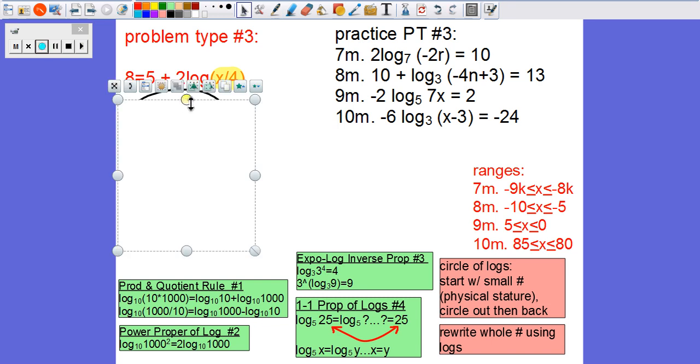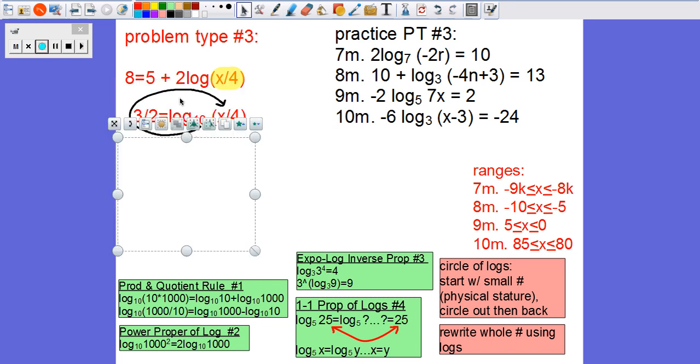So right now I'm at this step right here. Once you get to this step, remember there's an invisible 10 here. Now you do circle of logs. That's where you start with the small number, circle out, then back. So you get something that looks like this. If you follow that circle, you get 10 to the power of 3 halves equals x over 4.